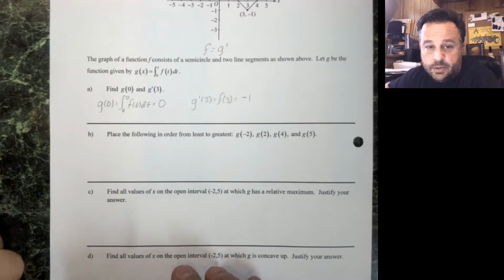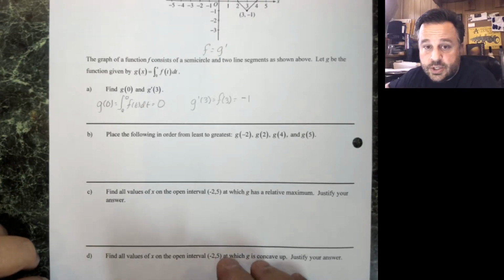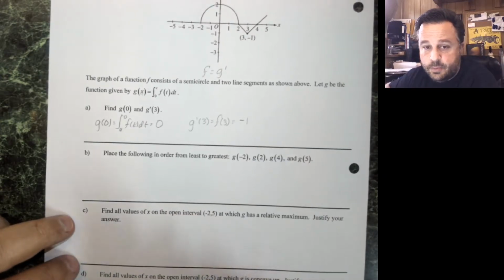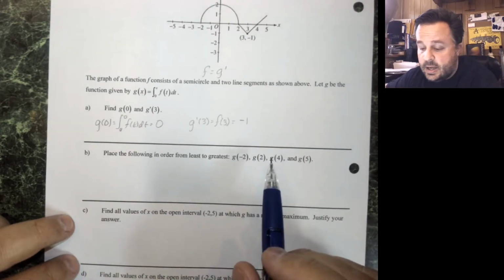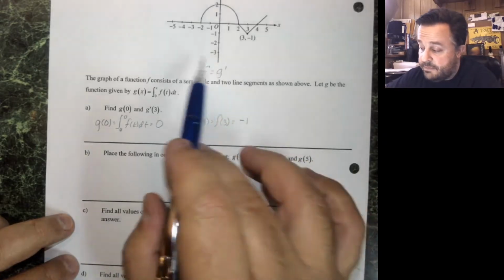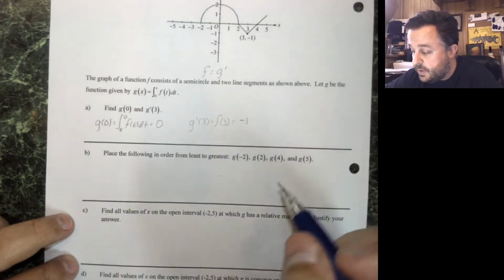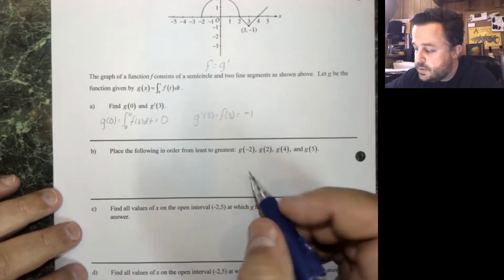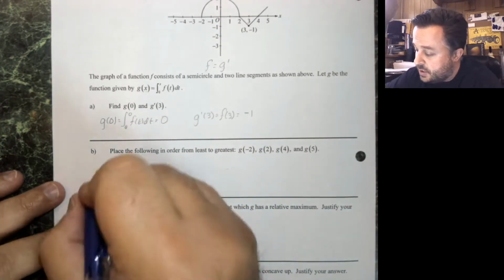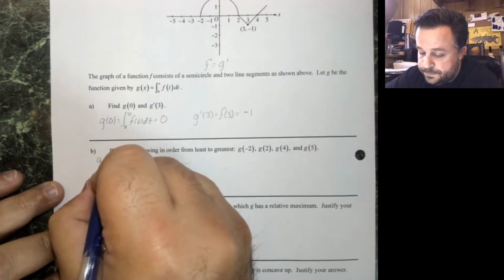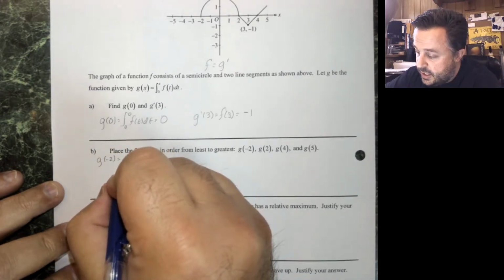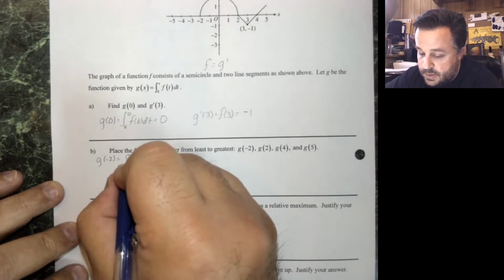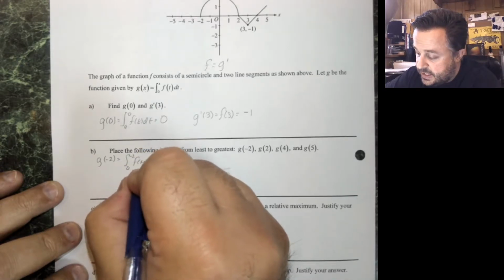B, place the following in order from least to greatest: g of -2, g of 2, g of 4, and g of 5. So we're going to find these four areas. We can use the information we get from the first one to help us figure out everything else from there on out, and then we put them in order from smallest to largest. So let's start with g of -2. So we're looking here at the integral from 0 to -2 of f of t dt.